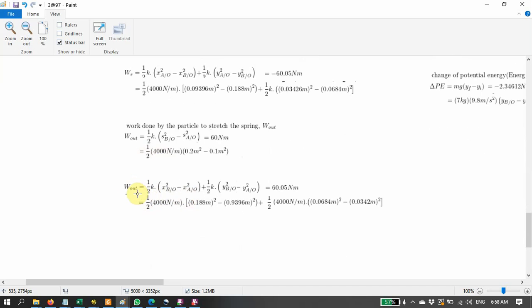The work done by the particle to stretch the spring, which is work done by the body on the thermodynamic system, on the surroundings, is about 60.05 newton meters.